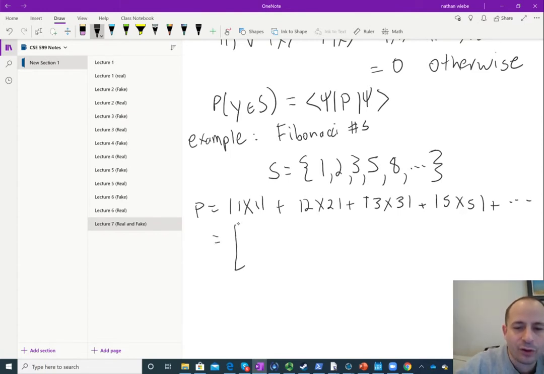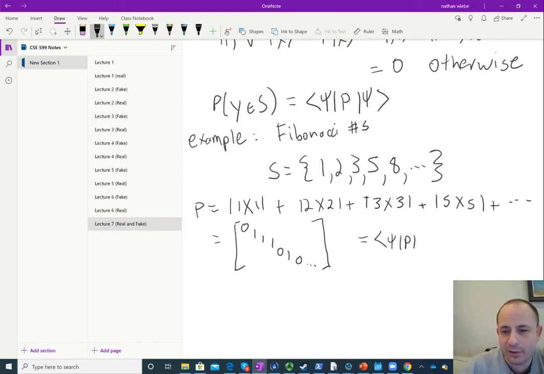Okay, and so that is how we would end up writing the projector. And if we were to draw this out as a matrix, the matrix would look like this, for example. And so we can figure out the probability, for any arbitrary state, of computing a Fibonacci number, is just psi P psi. And this is actually really obvious what this is going to be.